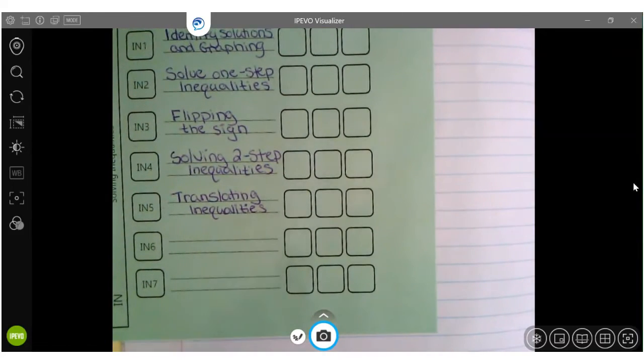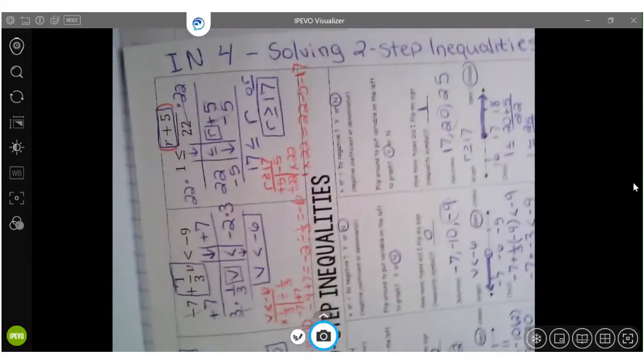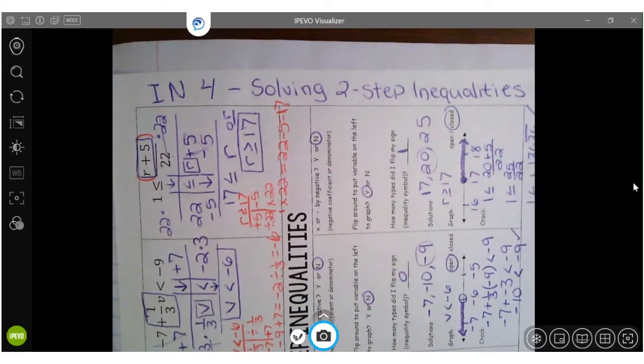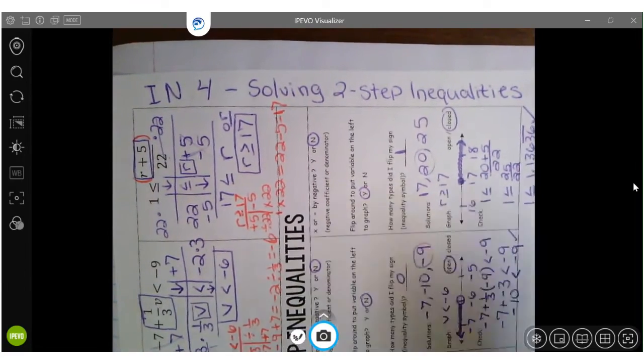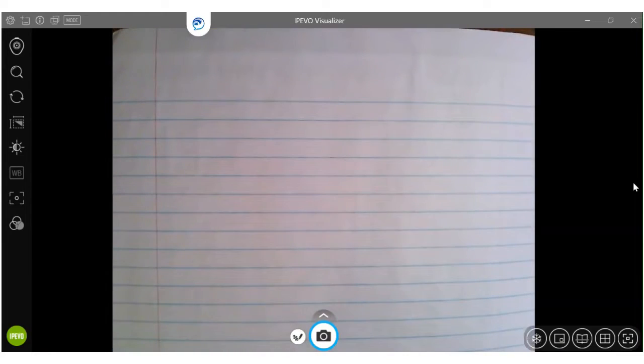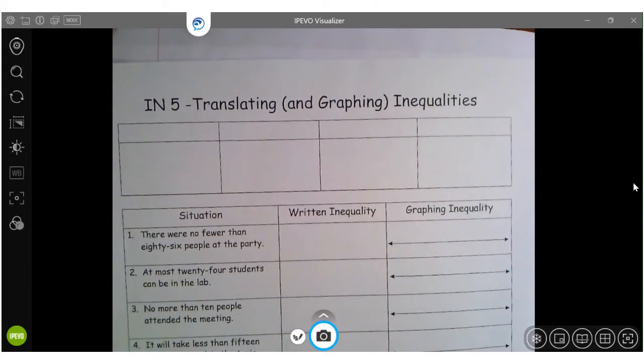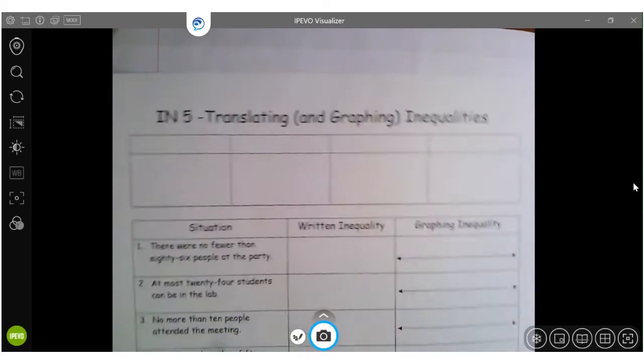All right, so we flipped to the next page. The last thing you should have in your notebook is your notes on solving two-step inequalities. So hopefully that was completed. You're going to flip to the back of that page and you're going to glue your notes, which you got in class, to the back of that page. So you got your glue stick, take a second and glue that in, if it was not already glued in class.